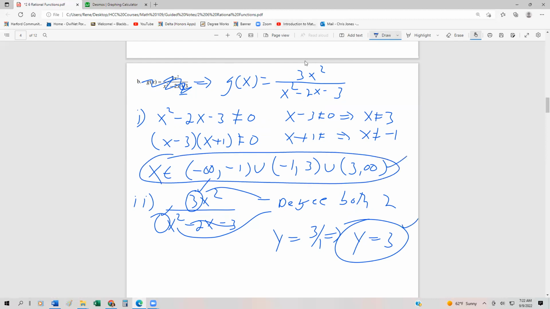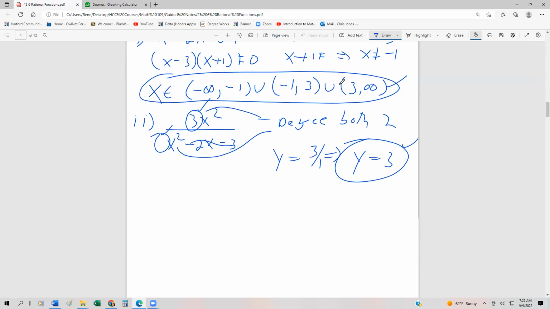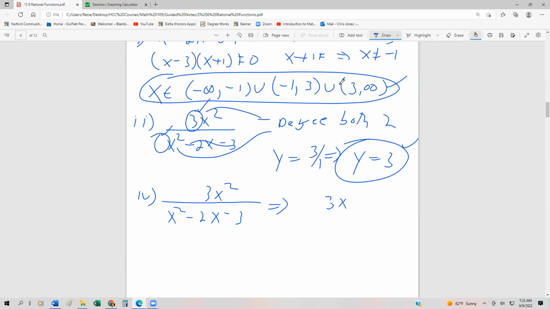For the vertical asymptotes, first what we should do is we should see if there's any holes, because sometimes what happens is the holes eliminate any vertical asymptotes. So I'm going to actually go backward and see if I can find any holes. So I have 3x squared minus 2x minus 3. And what I need to do is I need to factor both the numerator and the denominator. And then once I factor, then what I'm going to do is see if there's any common factors.